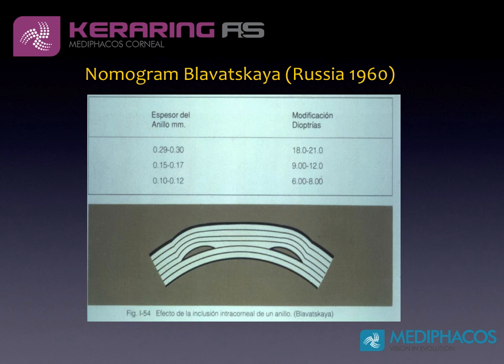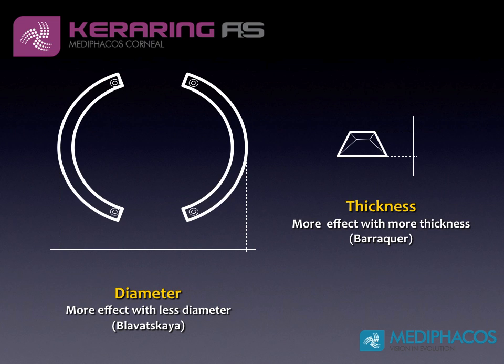In the 1960s in Russia, Blavatskaya proposed the first nomogram used for refractive correction by means of implanting a ring-like implant made of frozen corneal tissue. Blavatskaya's experiment was very interesting because she determined that by reducing an optical zone or increasing the implant thickness, we achieve greater effect. So basically, we achieve more effect with less diameter, and we also achieve more effect with more implant thickness.